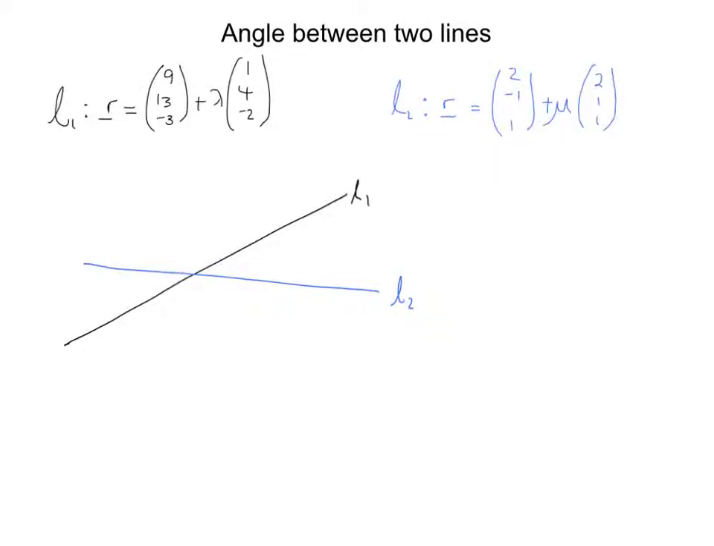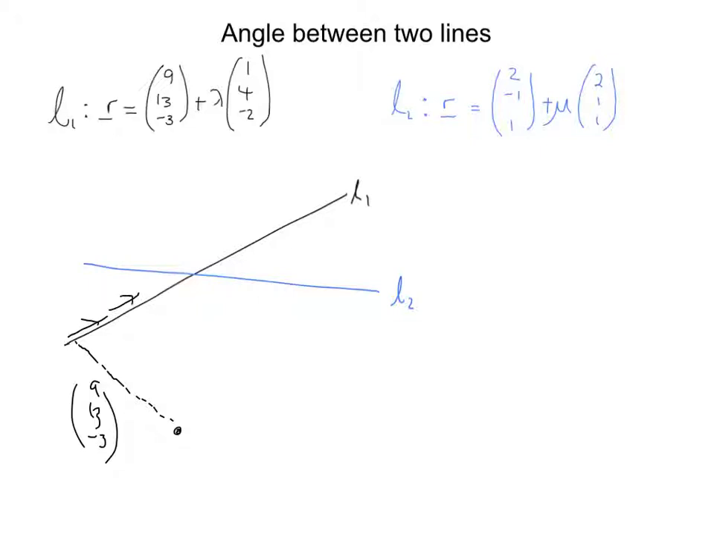So I want to find the angle between these two lines. Now let's think about what all these bits of information here actually tell us about these lines L1 and L2. Well, 9, 13, minus 3, that's how we get to the line L1. So off we go along 9, 13, minus 3 and we're on the line.